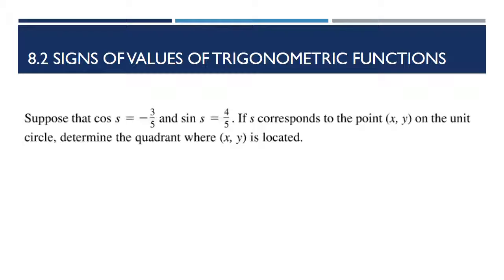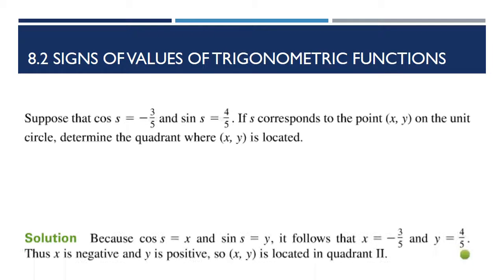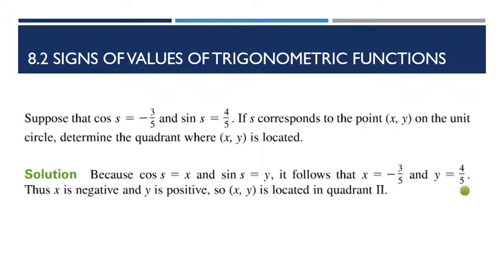Okay, so suppose that the cosine of s is negative 3/5 and the sine of s is 4/5. If s corresponds to the point xy on the unit circle, determine where xy is located. Okay, give this a try. Look at the sign. That's what's important, the positive or the negative, and see if you can figure out where this point is located. Pause, give it a try, and resume to check your answer. Okay, because the cosine is x and the sine is y, then x has to be negative 3/5 and y is 4/5. So that means it's going to be located in quadrant 2 where x's are negative and y is positive.